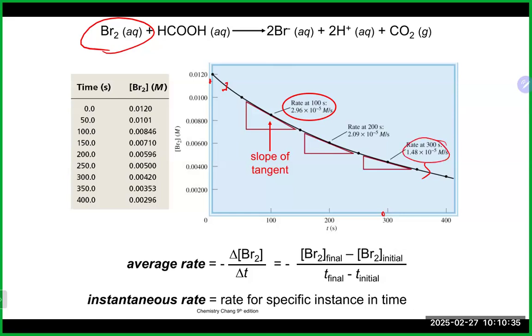And you can see for those instantaneous rates, we do have different values. So just for that window of time, things are changing a little bit differently. They're not constantly changing. And then if we take it from beginning to end and get our average rate, we will have the average rate for the overall reaction.